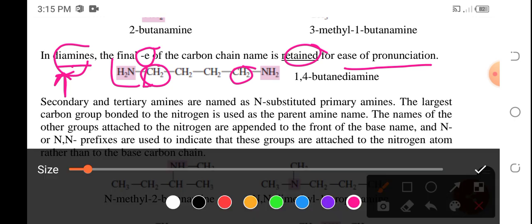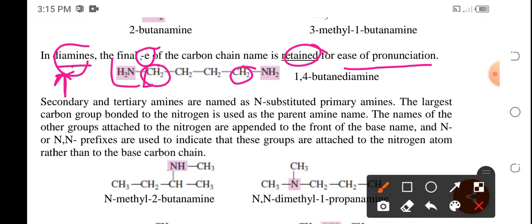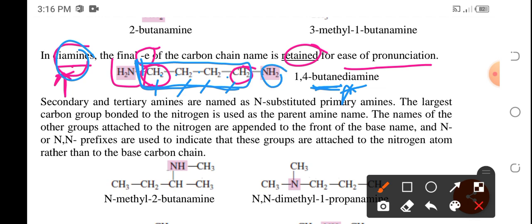It should be included in the parent chain. So therefore, this is the longest chain of carbon atoms. It has 4 carbon atoms, so that is butane because of the single bond. We are not going to drop the E anymore. Rather, we have to retain that butane and then add the suffix diamine. The diamine indicates that there are 2 amino groups present in that chain.